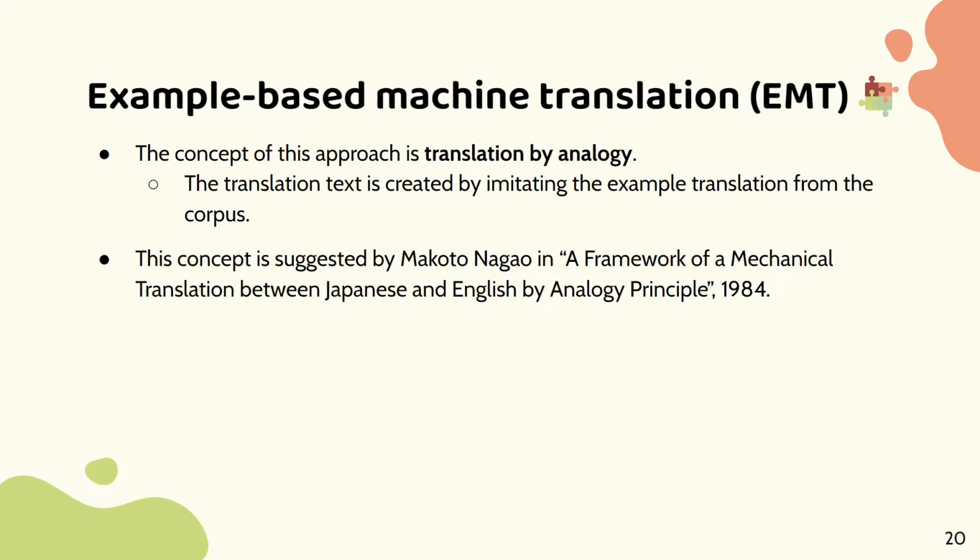The next approach is example-based machine translation. The concept of this approach is translation by analogy. It means that you know how to translate a particular sentence because you have translated similar sentences before. It's like you can make a new sentence by imitating the sentence you have already known. And in this case, what the system have already known is the sentence from the corpus. And that's why we call it example-based translation.